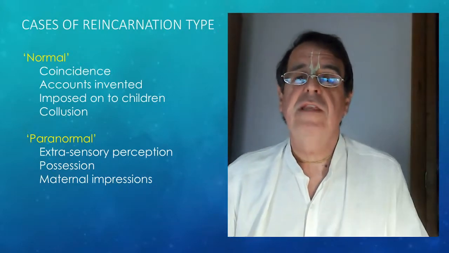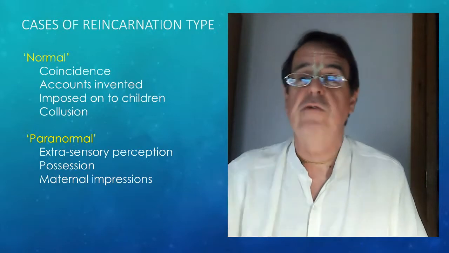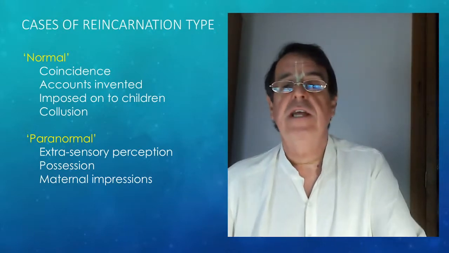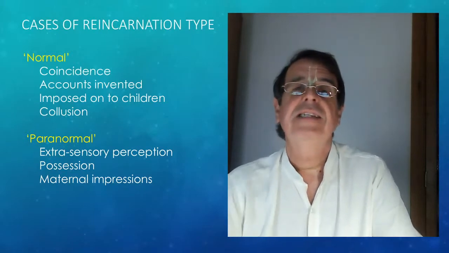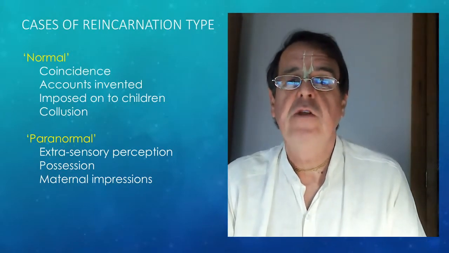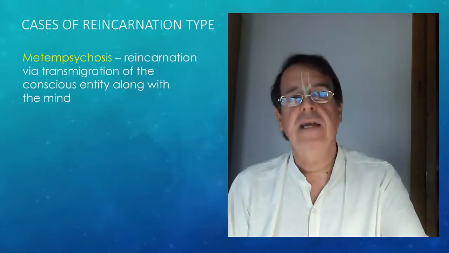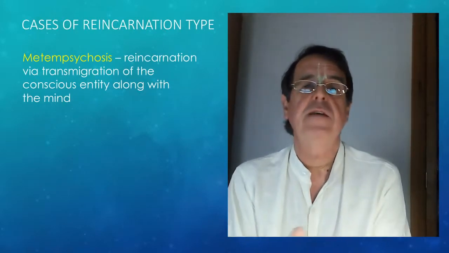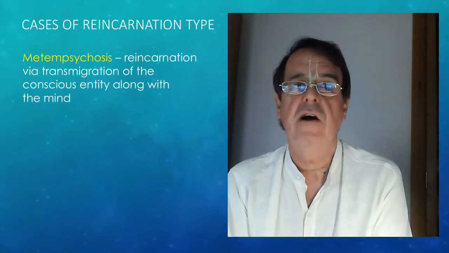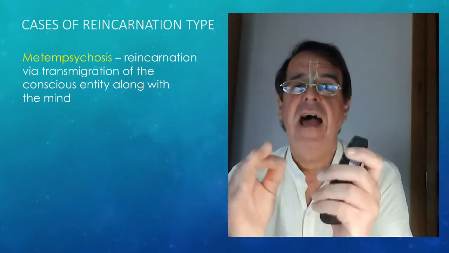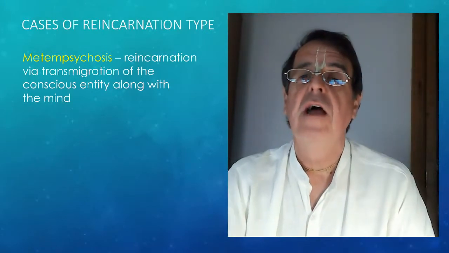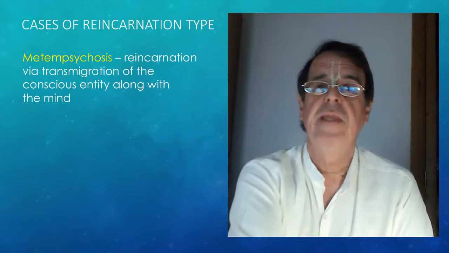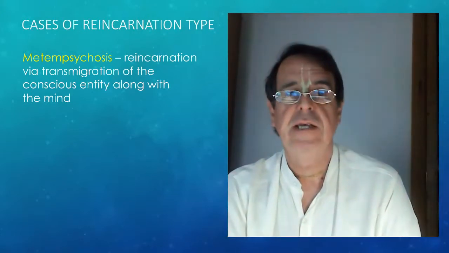So from all the 3,000 cases that Stevenson and his whole team have, they concluded that the most plausible explanation that matches all the evidence is a type of reincarnation known as metempsychosis. Now, there are different forms of reincarnation. Metempsychosis entails reincarnation as the transmigration of the conscious entity along with its mind, from inhabiting one body into inhabiting another.